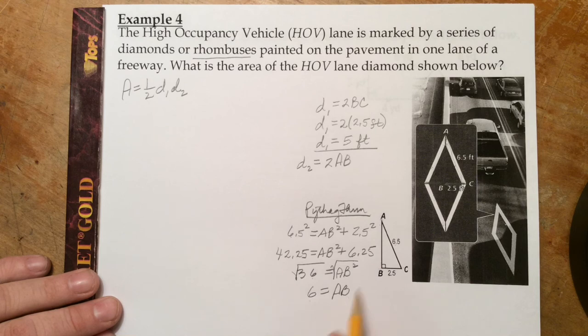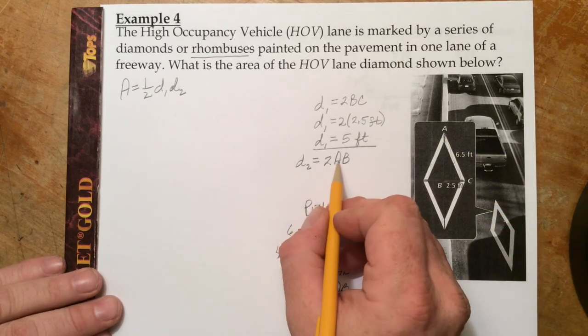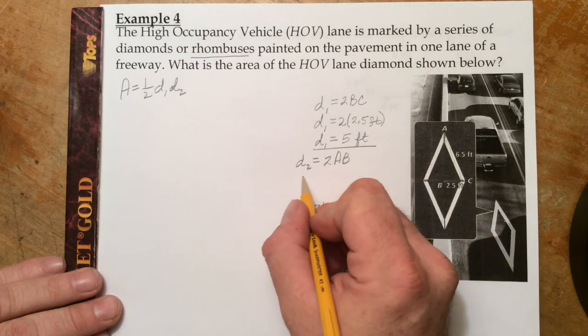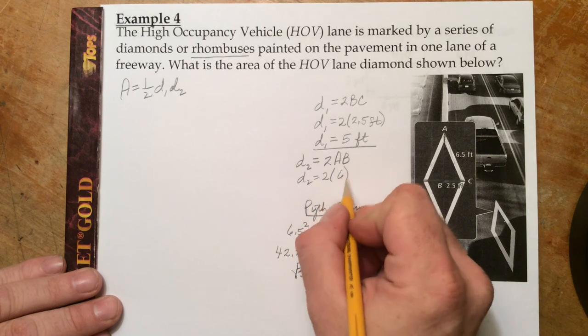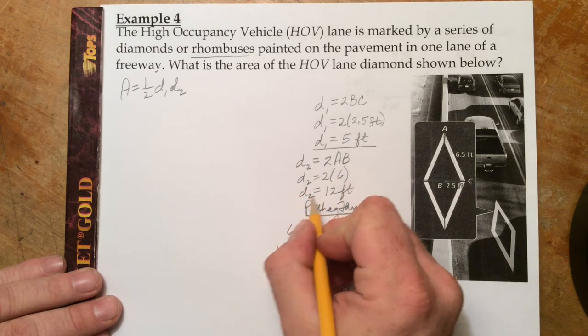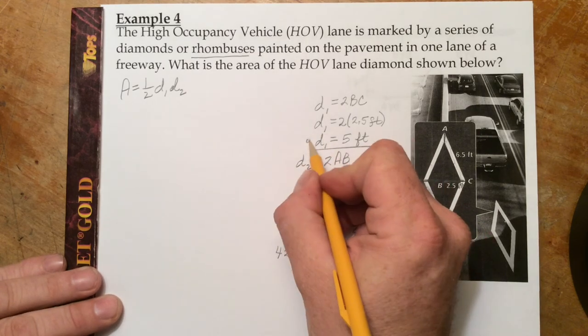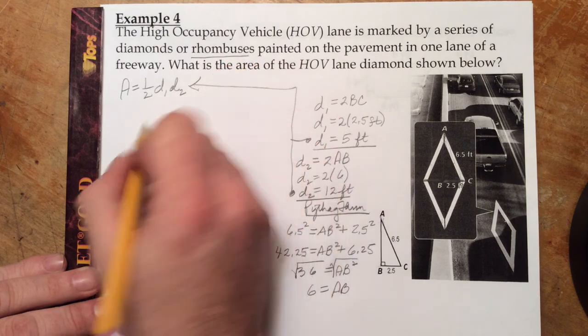So now that we have AB here, we can double it for the entire diagonal. So D2 is 2 times AB, which we found was 6, which gives us 12 feet for diagonal 2. Now that we have both diagonals, we can use them in the formula for the area.